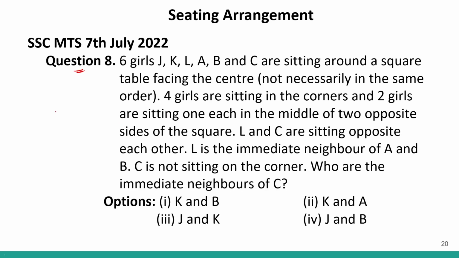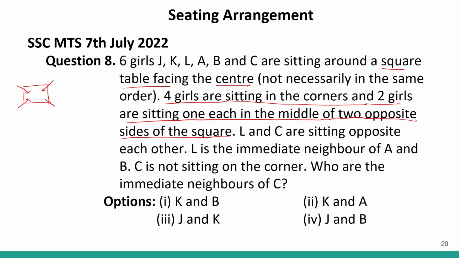Question number 8. Question number 8 says that 6 girls are sitting around a square table facing the center. So square table, 6 girls facing the center. 4 girls are sitting on the corners and 2 girls are sitting on each of the middle of 2 opposite sides of the square. So there are 4 girls on the corner and 2 girls are sitting on the opposite sides. So this is the arrangement that we have to make.